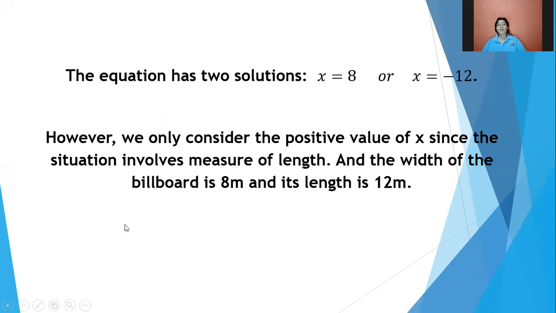And the width of the billboard is 8 meters. And its length is x plus 4, which is 8 plus 4, equal to 12.